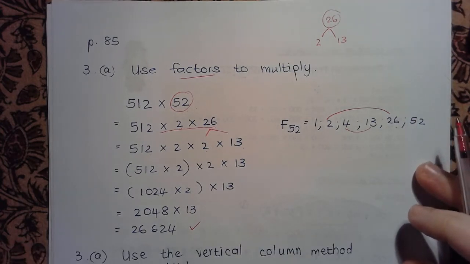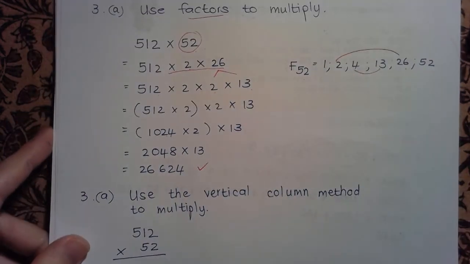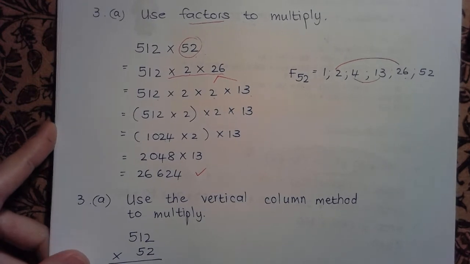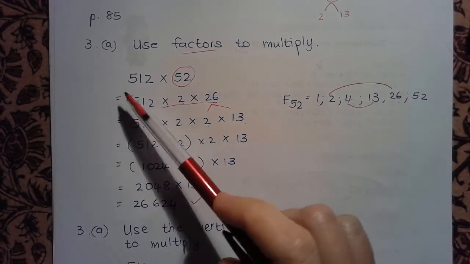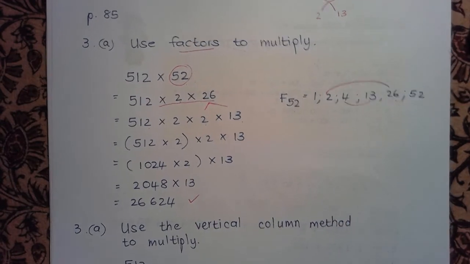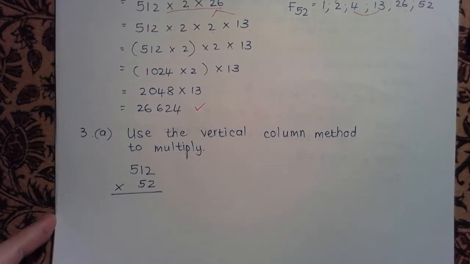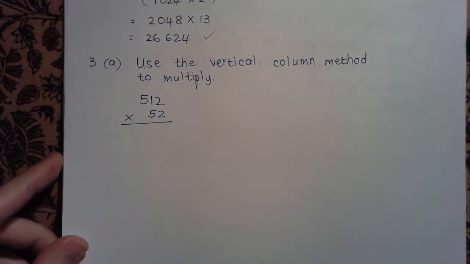Okay, now in the second lesson, the lesson after the factors, I talked about the vertical column method, and I asked you to use the same question, the 512 times 52, and use the vertical column method on that. And in the end we're going to compare the two with each other.